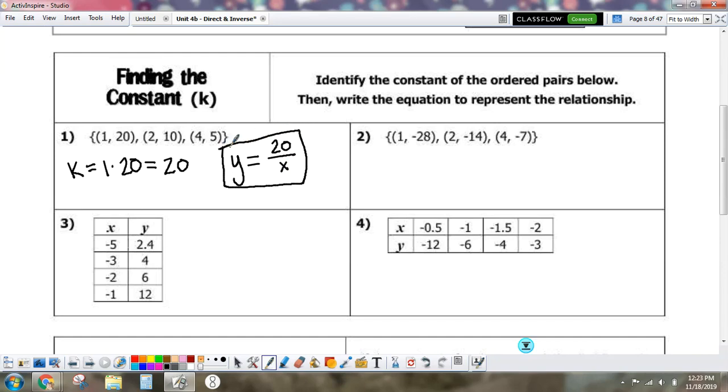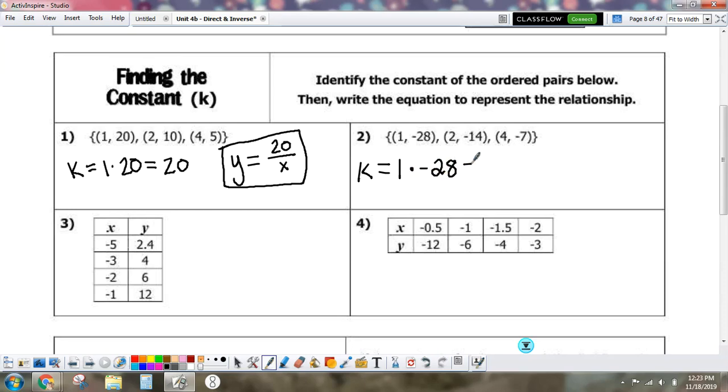The same idea for number 2. We're just multiplying our x and y together for inverse, because the inverse is like the opposite. So the opposite of dividing is multiplying. So we're going to go ahead and do our multiplication. It does not matter what points you pick. I'm just sticking with the first one.